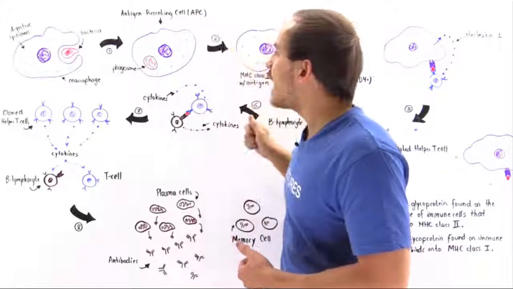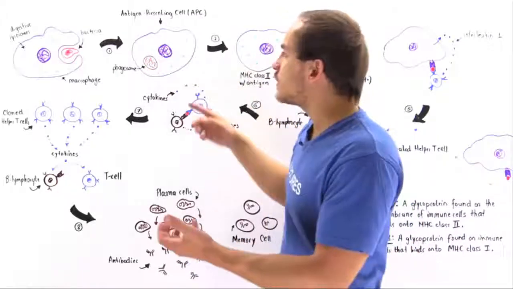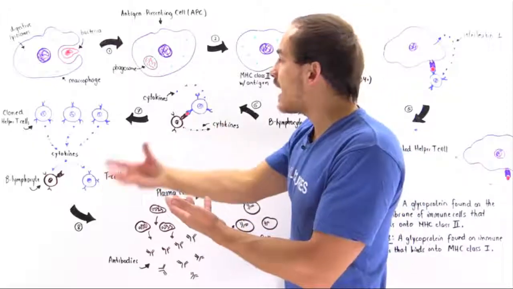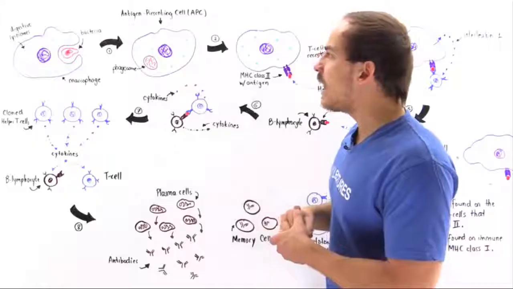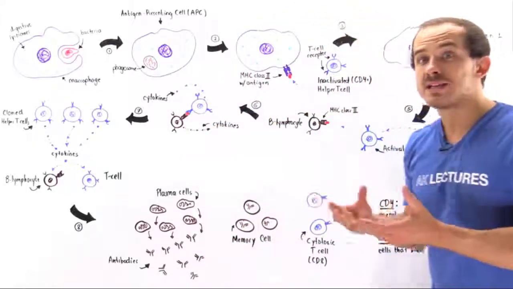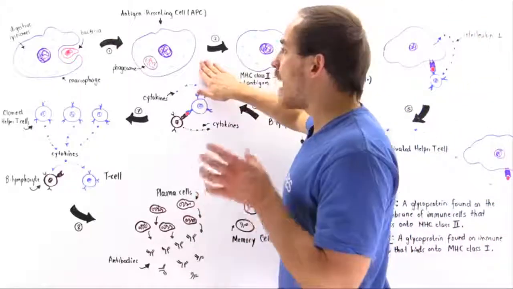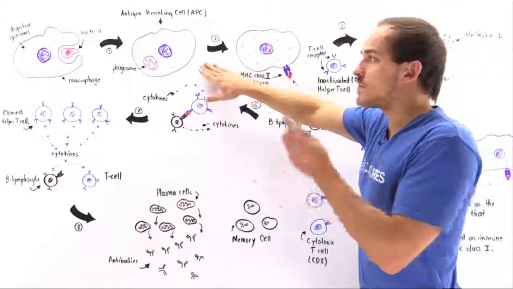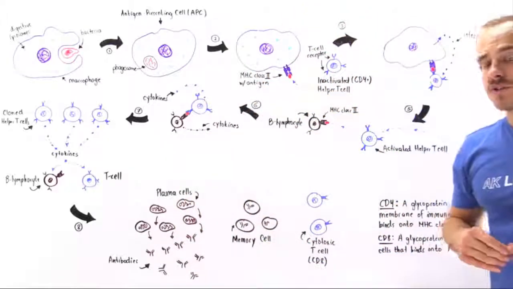Some of these lysosomes fuse with this phagosome, and now this phagosome contains these digestive enzymes and acidic environment as well as the bacterial cell, and inside the phagosome we begin the process of the breakdown and digestion of that bacteria. So the macrophage essentially engulfs that bacterial cell and begins the process of digestion.